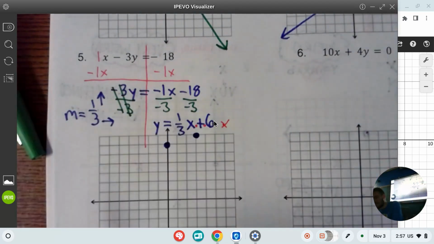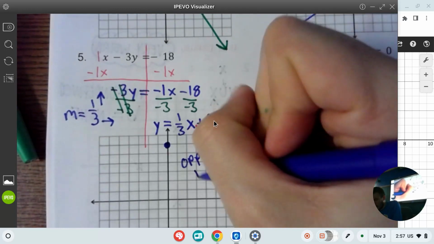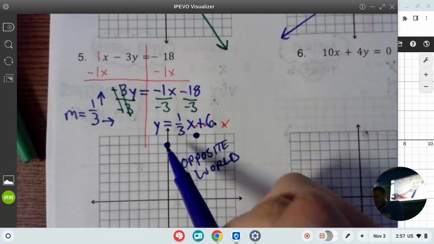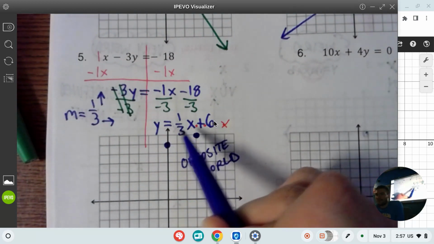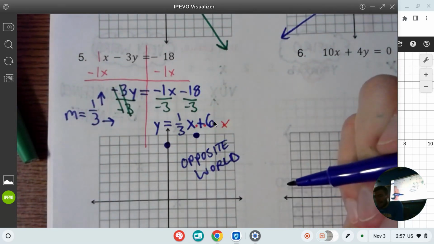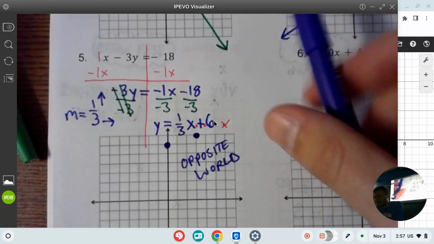And so this is where, like we talked about yesterday, we're going into opposite world. We're going the different direction. Instead of going up right, we have to do the total opposite. We have to go down left. And make sure when you go this direction that these dots end up in a perfect straight line.